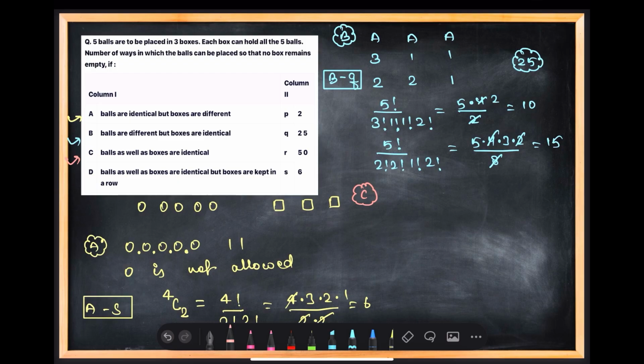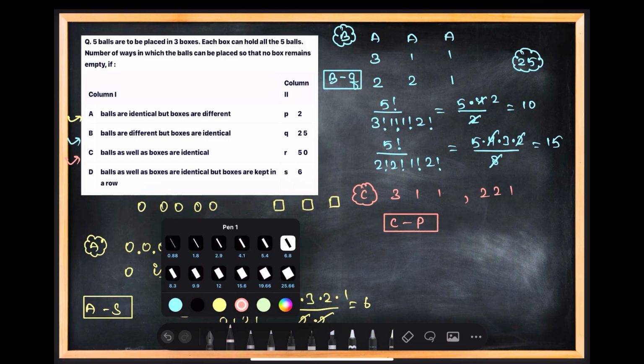Okay, so how many distributions are allowed? You have already handled this situation. There were two distributions, you can distribute them in only two ways. So the answer for part C is P. I hope part C is okay with you guys.